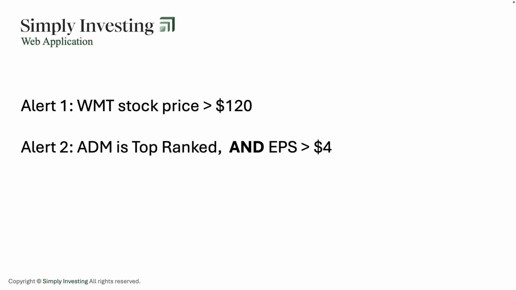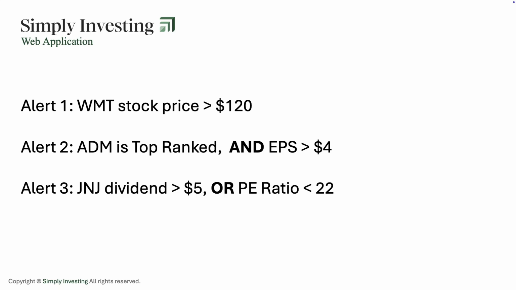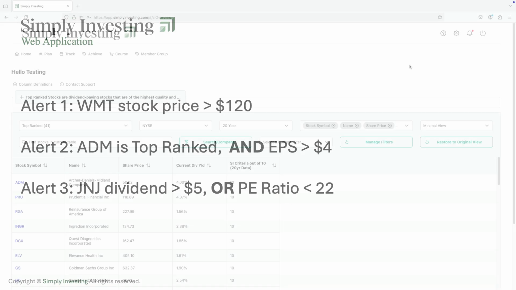a share. The second alert, as an example, we're going to use ADM. And for this one, we want to get an email when ADM becomes a top-ranked stock, and its earnings per share is greater than $4. And in our third example, we're going to create a third alert. And in this example, we're going to use J&J. And in this one, we want to get emailed when the dividend for J&J exceeds $5 a share, or the PE ratio is less than 22. So let's go ahead into the web application and create these 3 alerts.